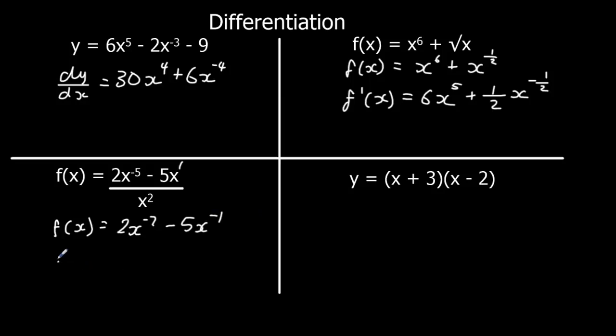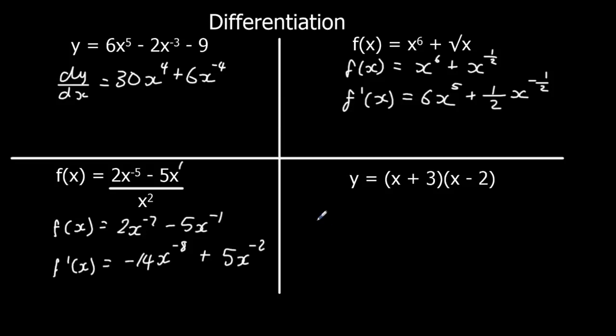And then f dash x, so the same as dy dx, times by the power, take 1 off the power, then times by the power, and take 1 off the power. So it's the same process over and over again. For differentiation, times by the power, take 1 off the power.